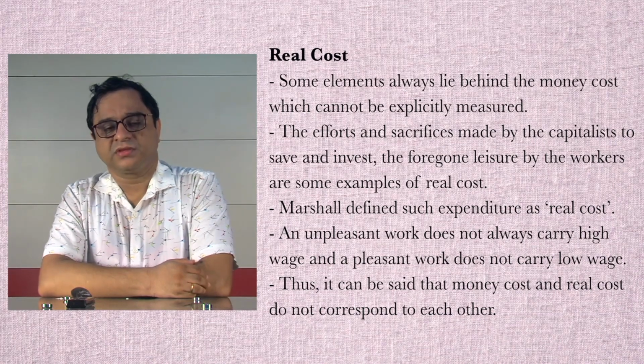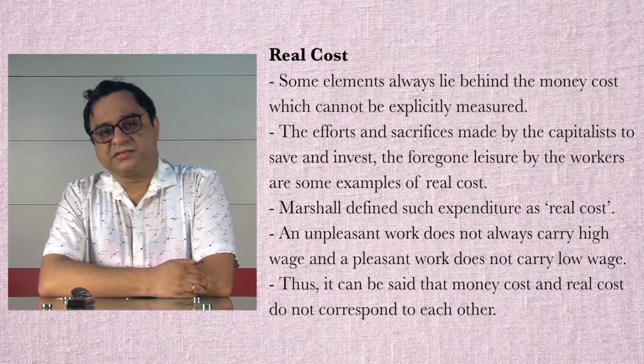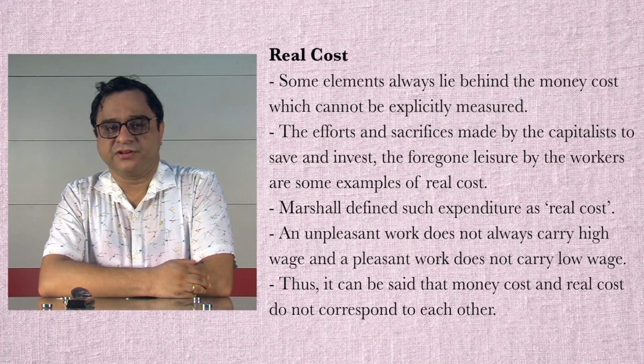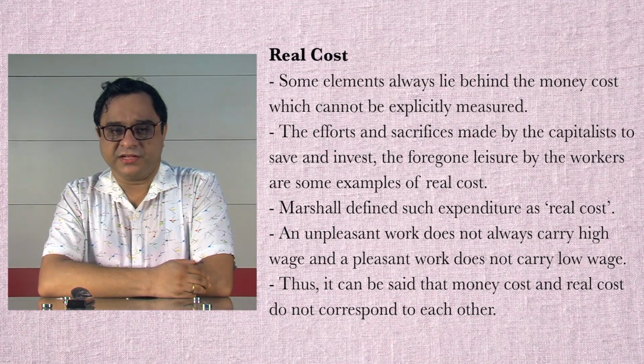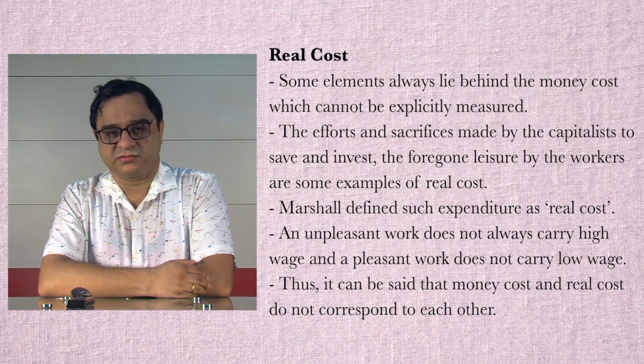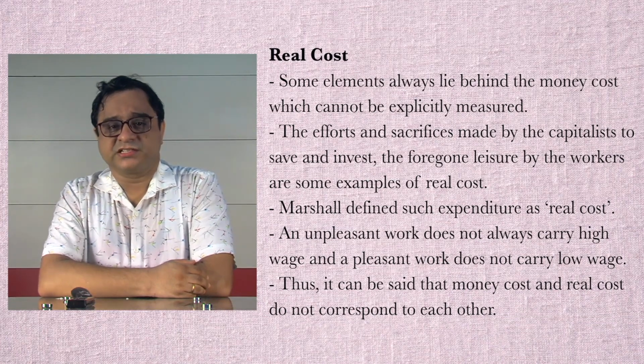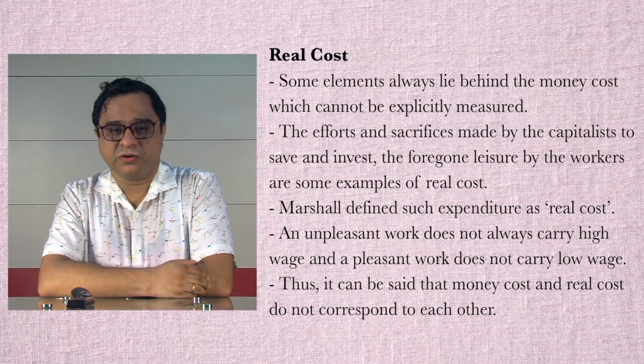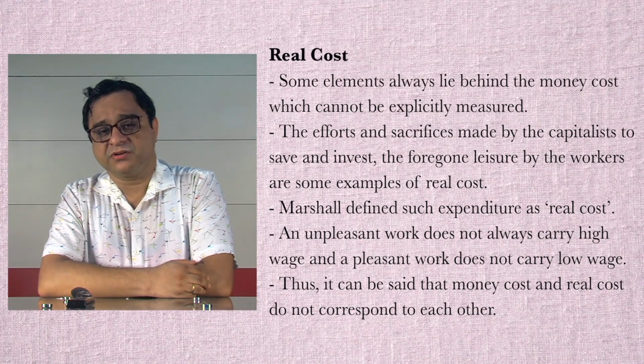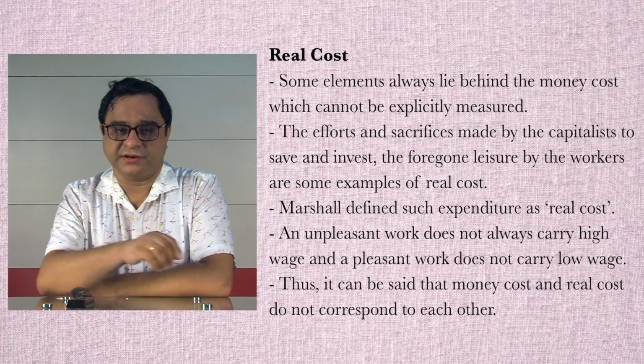Real cost. Some elements always lie behind the money cost which cannot be explicitly measured. The efforts and sacrifices made by the capitalist to save and invest, the foregone leisure by the workers are some examples of real cost. Marshall defined such expenditures as real cost. An unpleasant work does not always carry high wages, and a pleasant work does not carry low wages. Thus, it can be said that money cost and real cost do not correspond to each other.